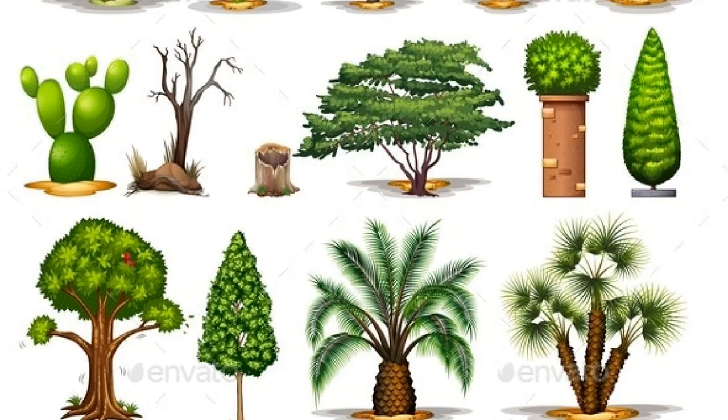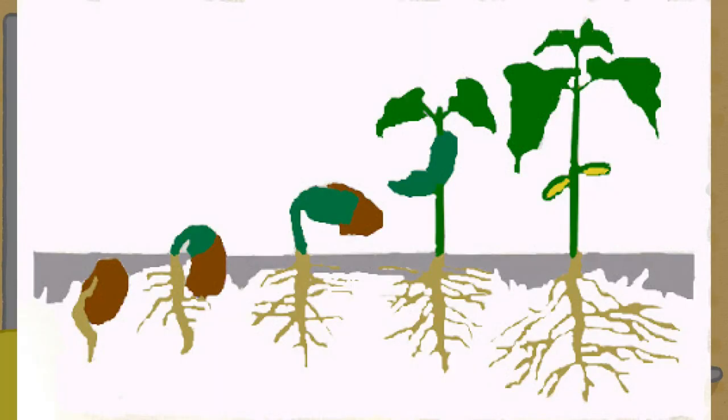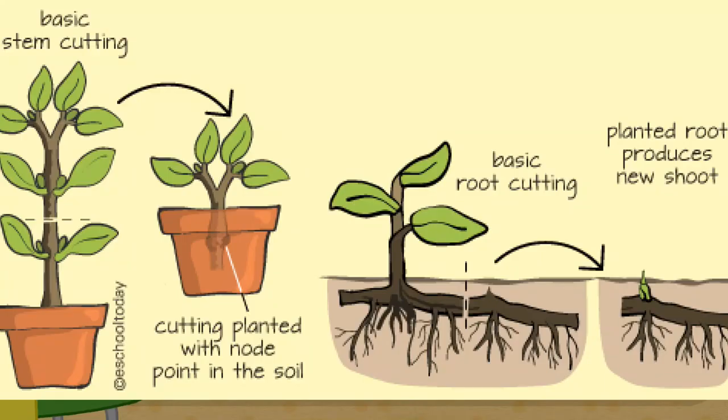Now, what about plants? How do plants reproduce? Yes, most plants produce seeds. These seeds give rise to new plants. In some cases, new plants can grow from a part of the plant, like stem, roots, or leaves.